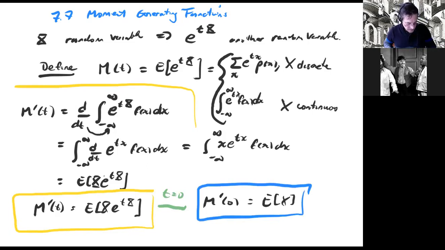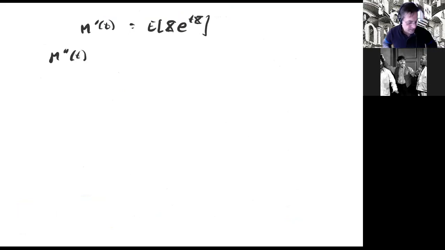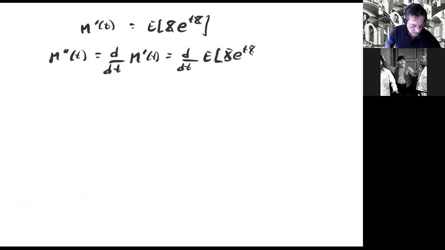Okay, so now let's take this formula in the yellow box and differentiate it again. In order to do that, I'm going to need to save the screen and clear it. So M prime of t we saw was the expected value of x e to the tx. So let's take M double prime of t. Well, that is the derivative with respect to t, time in my world, of M prime of t, which is the derivative of the expected value of x e to the tx, which is equal to the derivative of the integral of x e to the tx f of x dx.